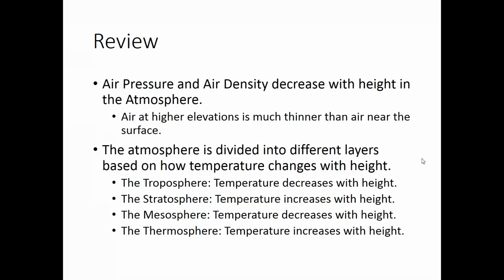And then just to review, air pressure and air density decrease with height. The atmosphere is divided into different layers based on how temperature changes with height. In the troposphere, temperature decreases with height. In the stratosphere, it increases with height. In the mesosphere, it decreases with height. And in the thermosphere, it increases with height again. So you get this zigzag-like pattern. Well, that's it for now.